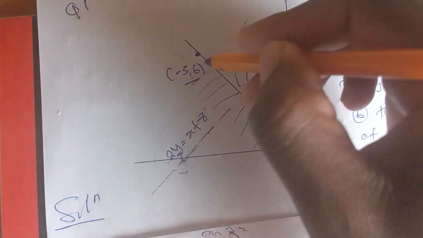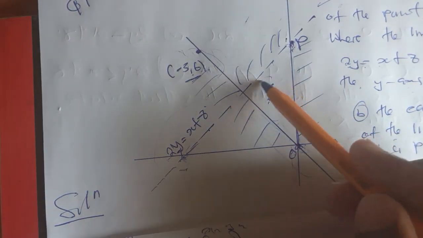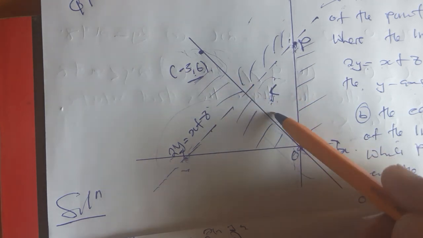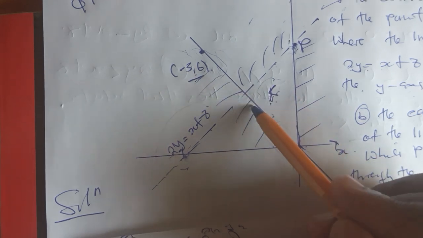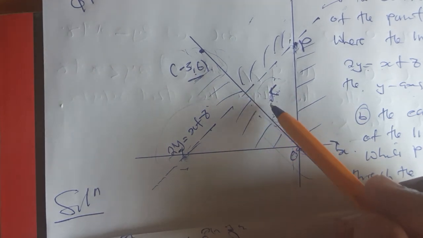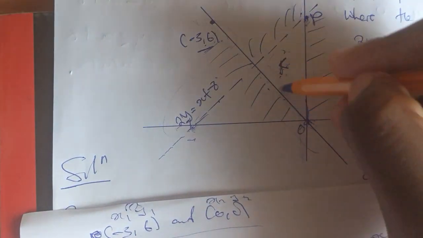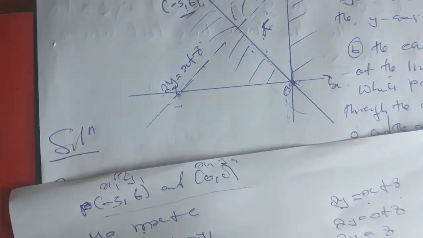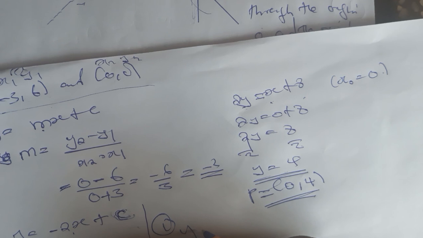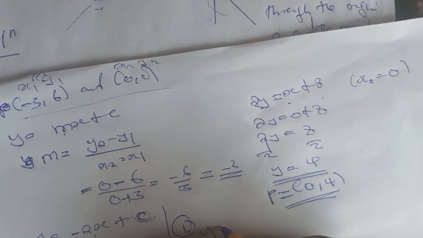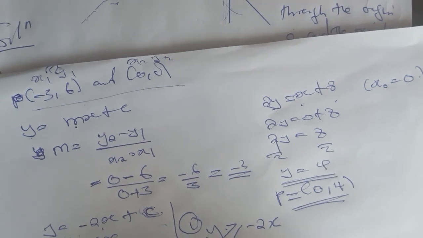Now for this equation, when you look at the line, look also at the region R. You have seen that R is above the line. So when R is above the line, you're going to use greater than. And you have seen that this line is solid, it's not dotted. So it's going to be greater than or equal to. So inequality number 1 is y is greater than or equal to negative 2x.